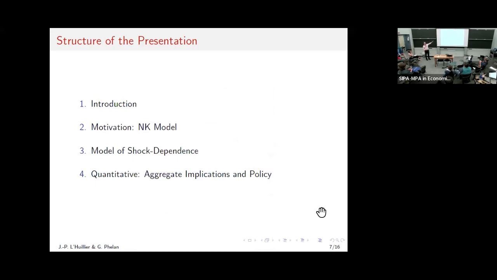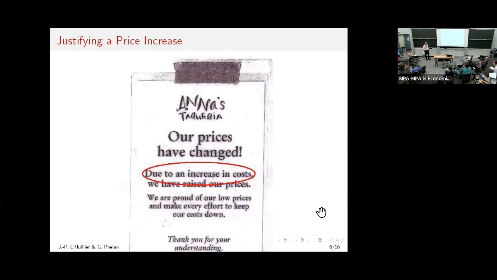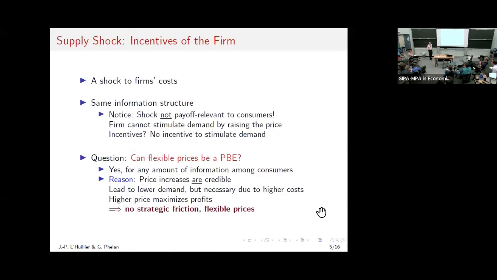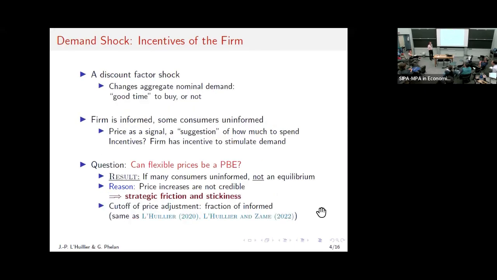I'm going to go back very quickly to the motivation within the New Keynesian model. And Hassan, I'm going to take your question at the end, or it was just a clarifying question. Yeah, go ahead. What do you mean by stimulating demand? You're shifting the demand curve? Yes, shifting the demand curve.